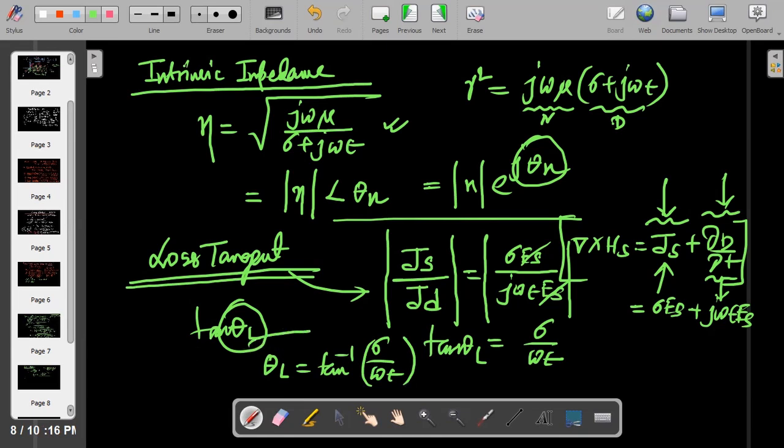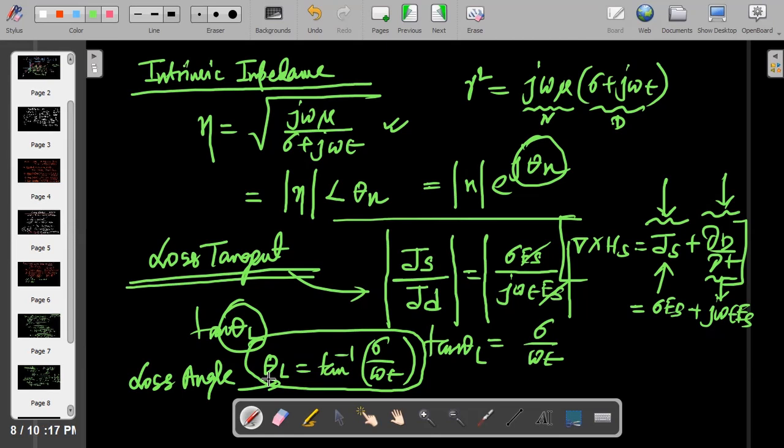These are all very important for your numericals. One problem will come: calculate the loss tangent and all. So you have to remember this equation. Before that, I told you how to remember, correct? Js by Jd. In this way you remember, otherwise it's difficult to remember all these things. Js and Jd, sigma into Es, j omega epsilon into Es, and your absolute value will come. This theta L is called the loss angle. Tan theta L is called the loss tangent.